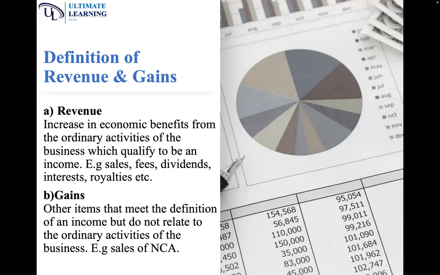For example, if the business disposes non-current assets, that is income, but it is not revenue, it is a gain, because our business is not to dispose non-current assets. So income from disposal of non-current assets is a gain, while income from sale in the ordinary course of the business is what we call revenue. From sale of goods is called revenue.